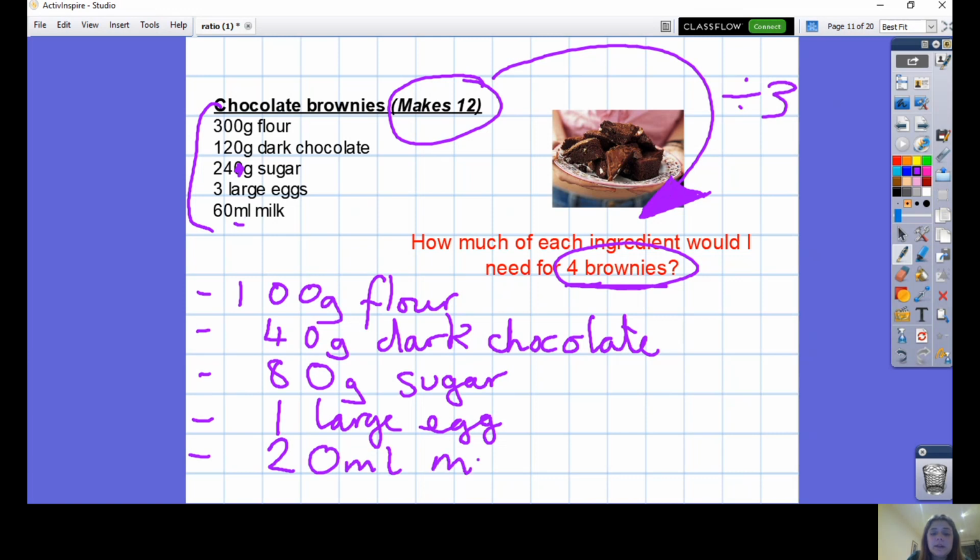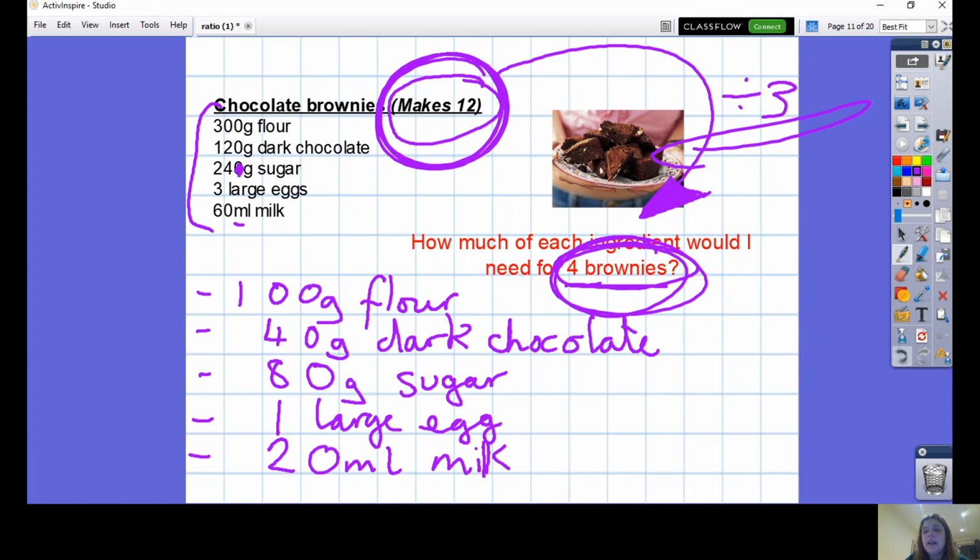millilitres of milk. So basically, all you need to do is work out how you get from what you know to what you want. This is the only thing really that you need to calculate, is the fact that you're dividing by 3. Because once you've worked that out, that's all you need to do, divide by 3.